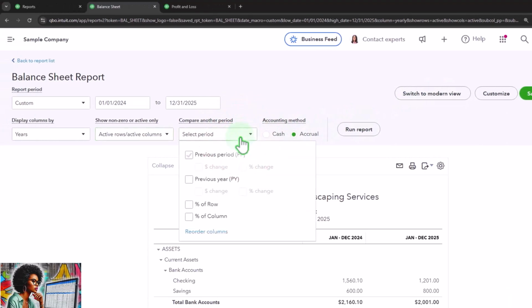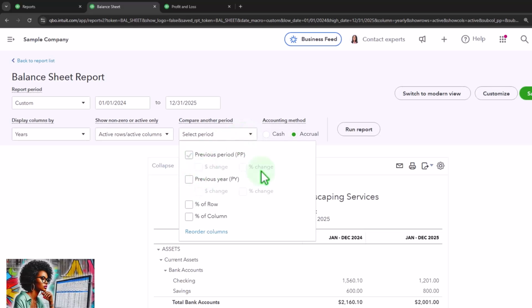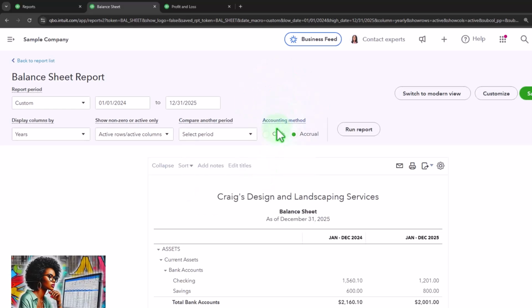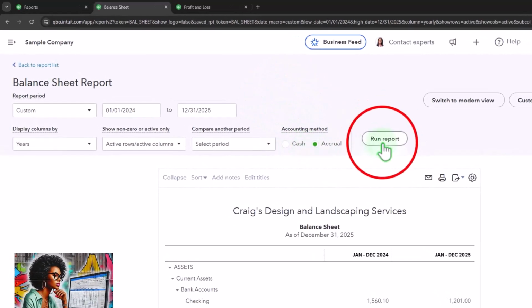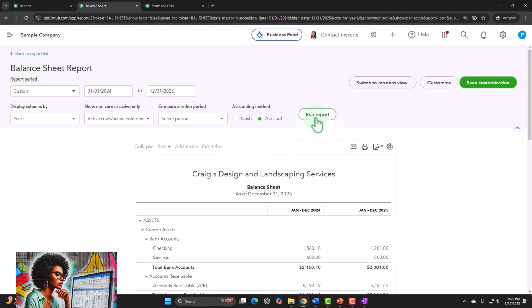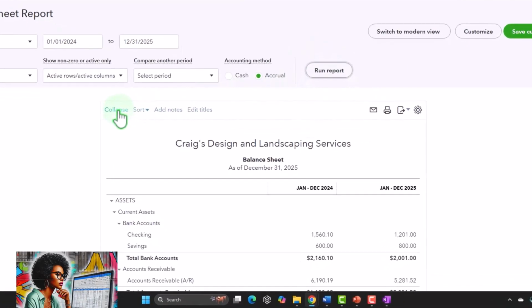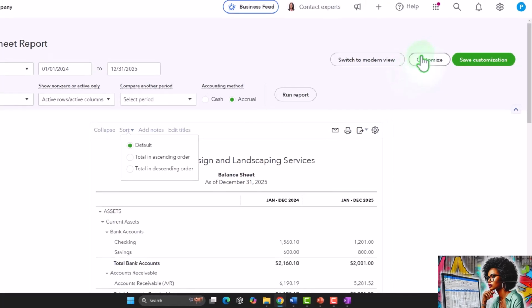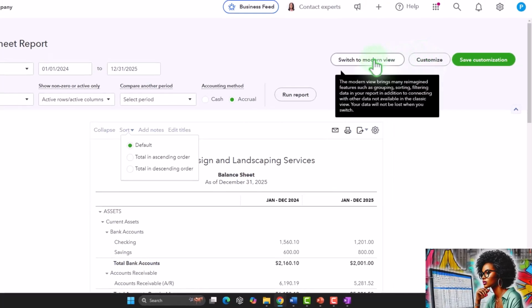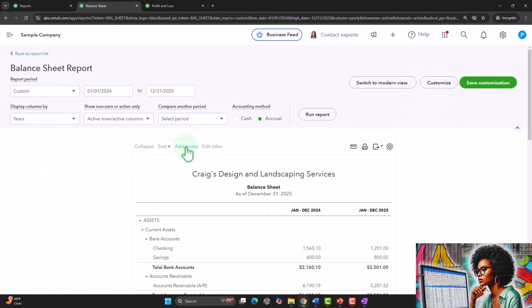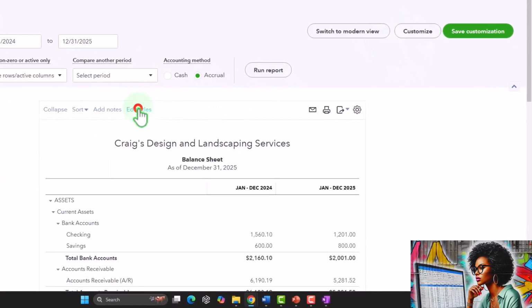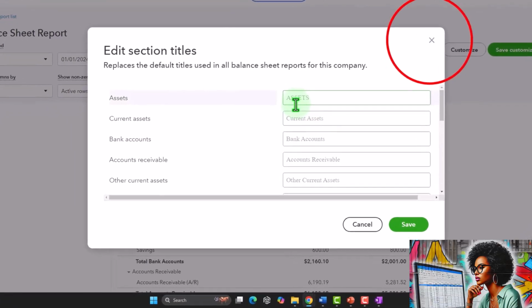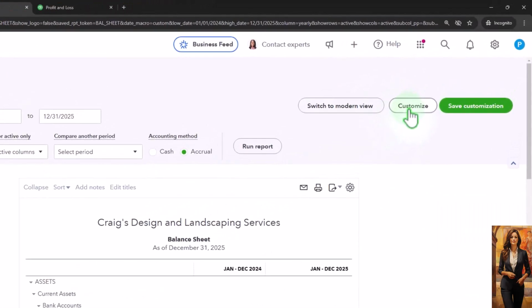This one we saw was the compared to another period, the previous year. Here's the dollar change, the percent change. And then you've got the accounting toggle that we saw, and then the run report instead of the refresh button. And then you have your collapse item here. Then you have your sort. Now, this one, I believe, also is going to be in the customized area. So they took it out of the modern view because it's going to be in here, I believe, as well. Here's where the add notes were, edit title. So you can edit the titles here. Again, I think that's going to be also in the customized.